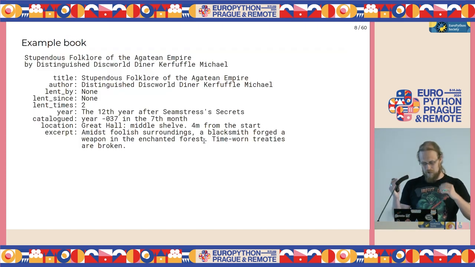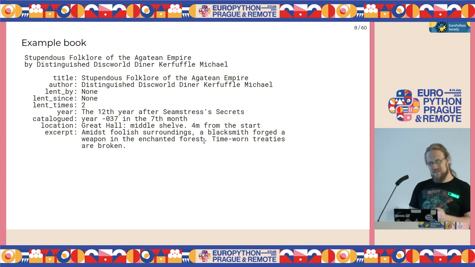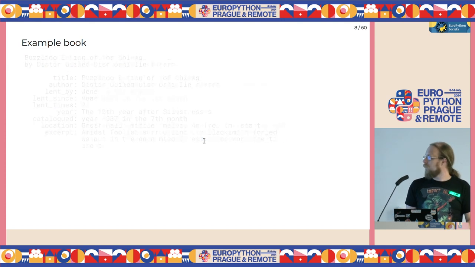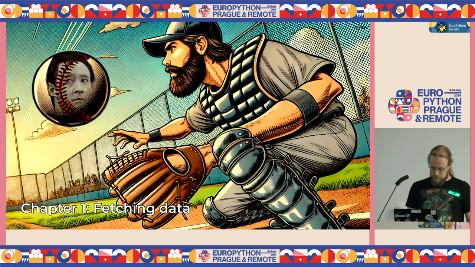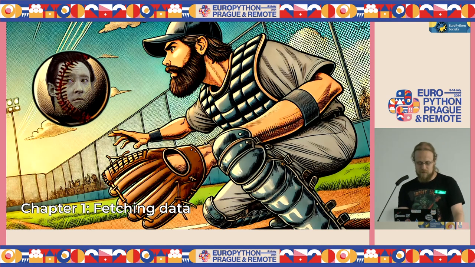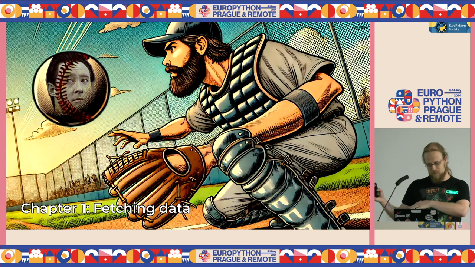For example, here we have a book with some random title and authors. Maybe the book was lent by someone, maybe it was lent some time ago, and we're working with that. Okay. First chapter, fetching data. I know it's the wrong fandom universe, but it was a good chance to put data into that, and yeah, I loved him.